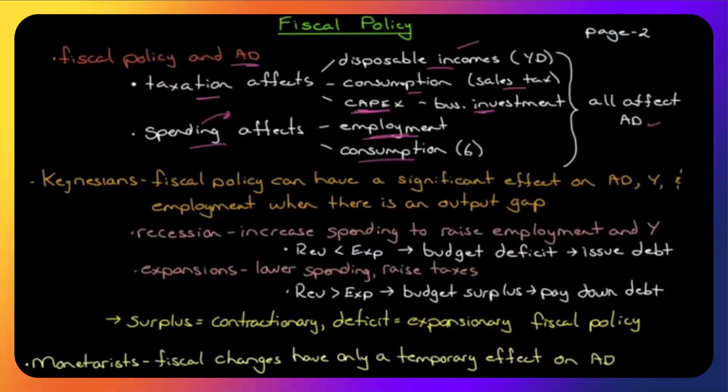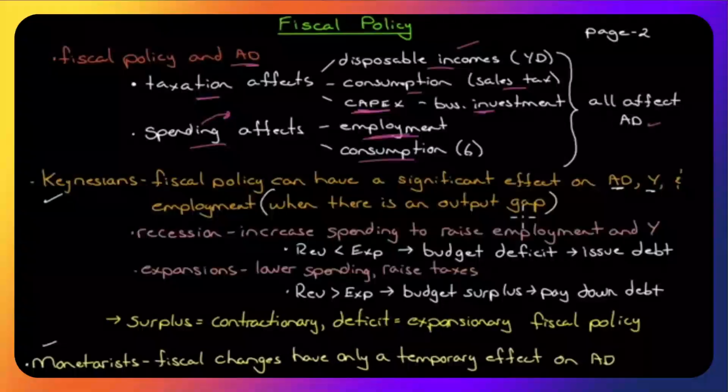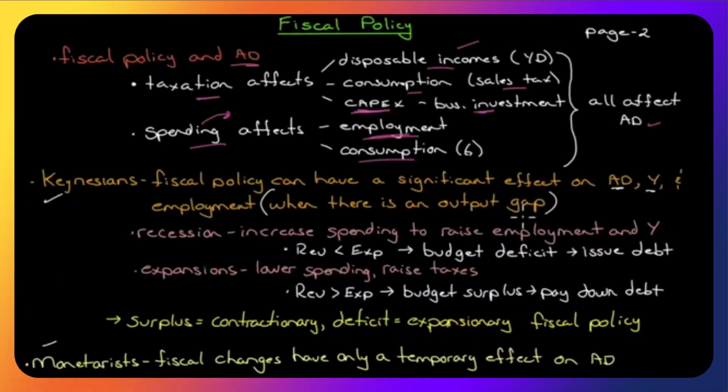If you're going to buy into fiscal policy as a tool for helping to engineer an economy, you really have to approach it from a Keynesian perspective. And we'll contrast Keynesians with monetarists here. Fiscal policy can have a significant effect on aggregate demand, output, and employment. And this is the important part. When there is an output gap, meaning the economy is operating below its potential, then the government has a role to play in filling the gap between where it is and the potential. If an economy is operating at its potential, all government intervention will do at that point, especially on the spending side, is push the economy beyond its potential and create inflation.